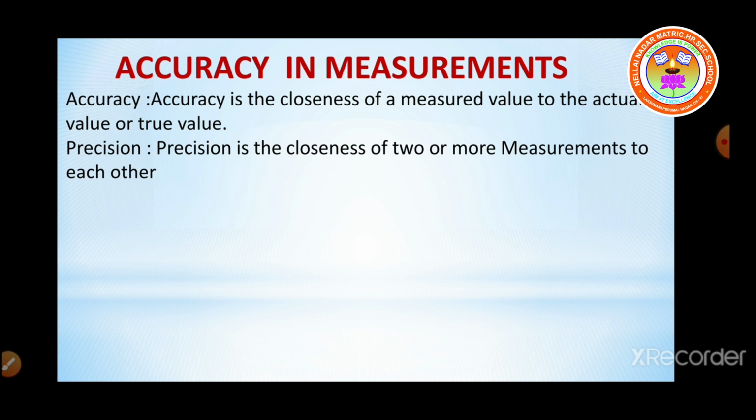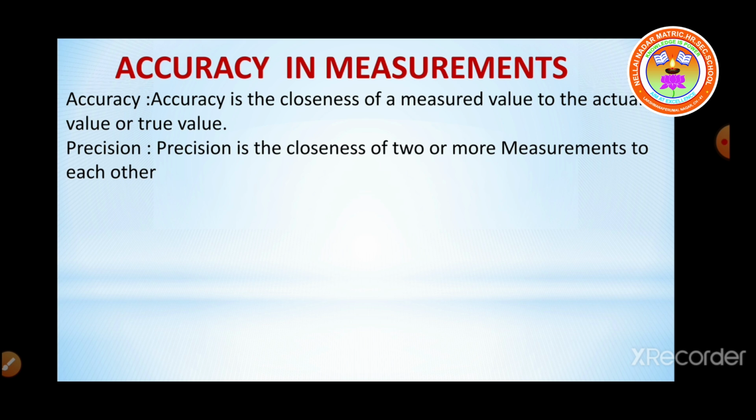The difference between the real value and the observed values is called the error value. So when the error comes, it means we cannot say this value is the accurate value. So based on accuracy in measurements, we have to move on to what accuracy is. Accuracy is the closeness of a measured value to the actual value or the true value. Mostly we take it as approximately equal to.